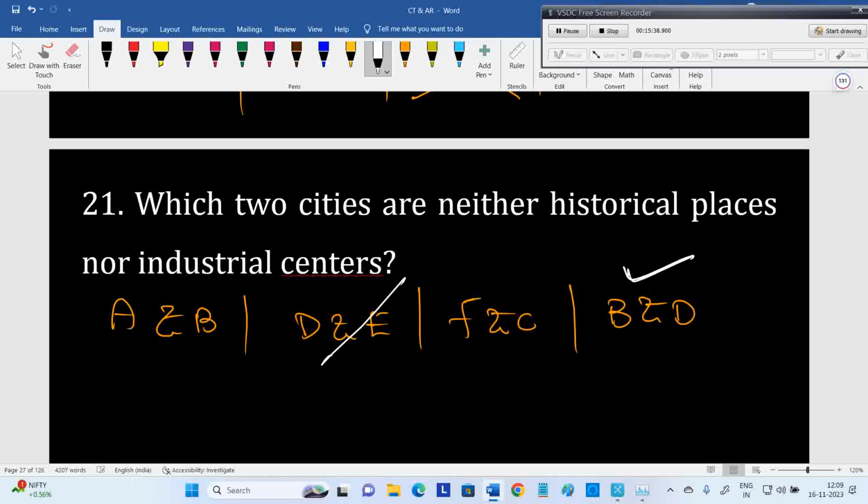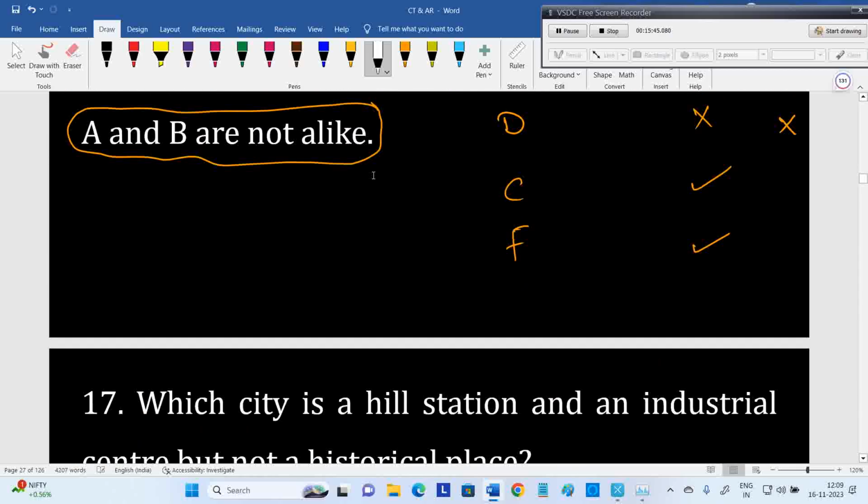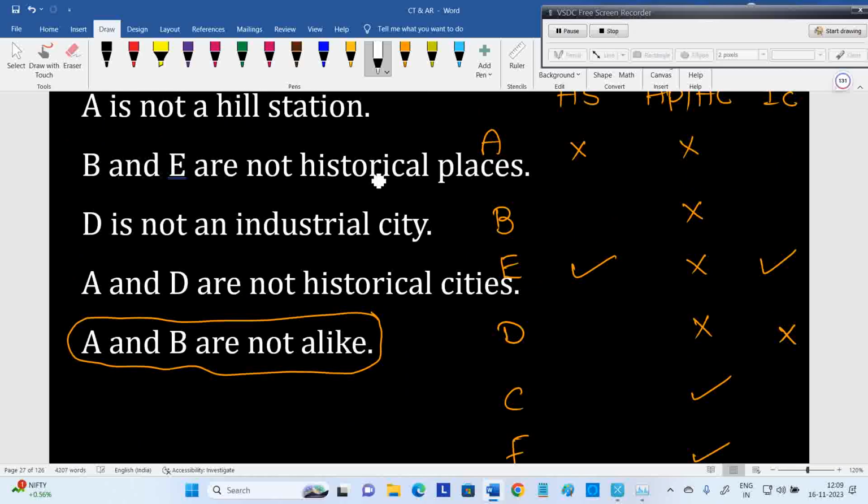D must be there because we know D is not industrial. D is not historical. We already decided A, B, E and D are not historical. D is not industrial. I want D must be there in the options. See, this is actually options oriented. Kindly focus. This is not direct stuff. And one question is related to the other one. The problem here is one question related to another.